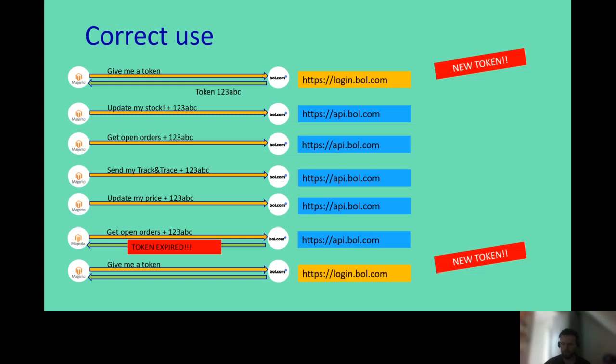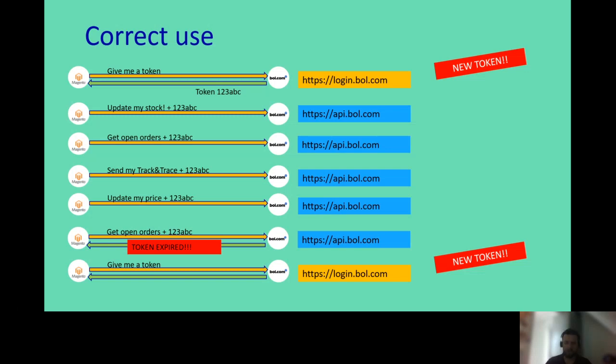token expired. Once you get this error, it means the token has expired and you will need a new one. However, as you can see, only one connection to login.bol.com is needed, and many connections can then be made to api.bol.com. This also means that the block that causes the IP block is not the same as the rate limit that is applied to api.bol.com. You can send many, many more requests to api.bol.com than you can send to login.bol.com.